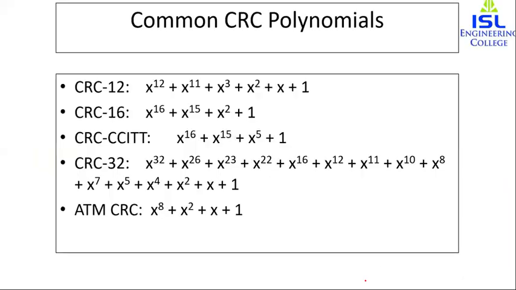Now next is common cyclic redundancy polynomials. So these are actually the polynomials that we generally use. We have CRC12, which is written in this way: x power 12 plus x power 11. And next we have CRC16, which is used for your HDLC protocol. CRC32 is actually used in LANs. And then we have the ATM CRC. These are some of the standard CRC polynomials that are used.